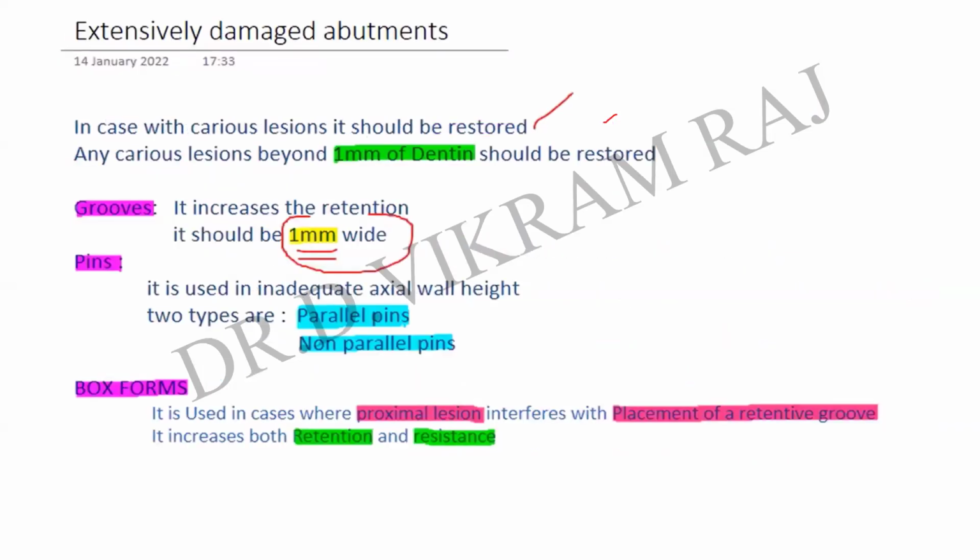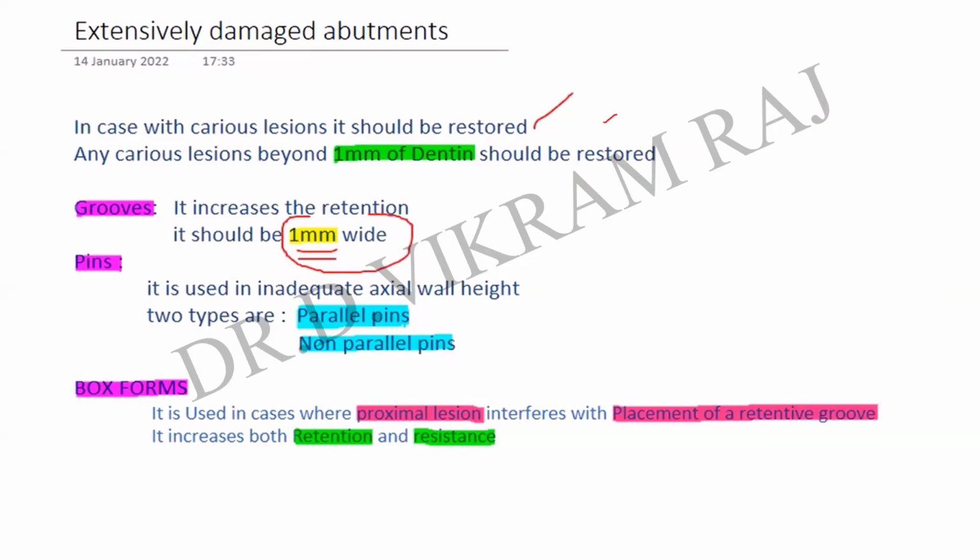Extensively damaged abutments are those in RCT conditions. Whenever, in clinical practice, they do the RCT, they followed by giving a crown, but actually this should not be done. In that condition, we should go with placement of a post and core. According to the textbook I am speaking from, every RCT-treated tooth should be restored with the help of a post and core only. And grooves are used: if the crown structure is very little, then we have to go with grooves.